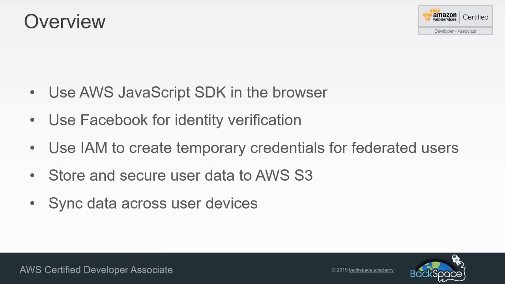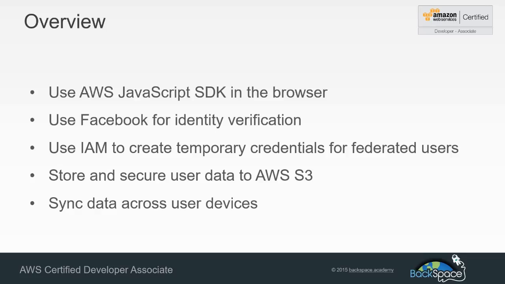So what we're going to be doing is, again, we're going to be using the AWS JavaScript SDK in the browser. We're then going to be using Facebook to verify the identity of users. And then we're going to get a Facebook token and we're going to pass that to the IAM service to create temporary credentials for that federated user. So it helps us to basically create a temporary credential to access data, access AWS services without compromising your account.